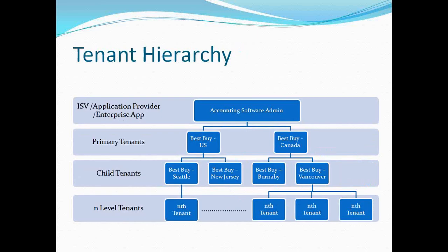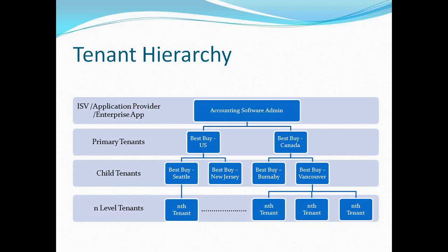The other form could be that you have the parent company, which is, say, the accounting software admin, and it can have two things like Best Buy US and Best Buy Canada. Right? So Best Buy US in turn can have something like Best Buy Seattle and Best Buy New Jersey. Interestingly, in this picture we are treating each location as a tenant, but it need not be the case. Any logical group can be treated as a tenant.